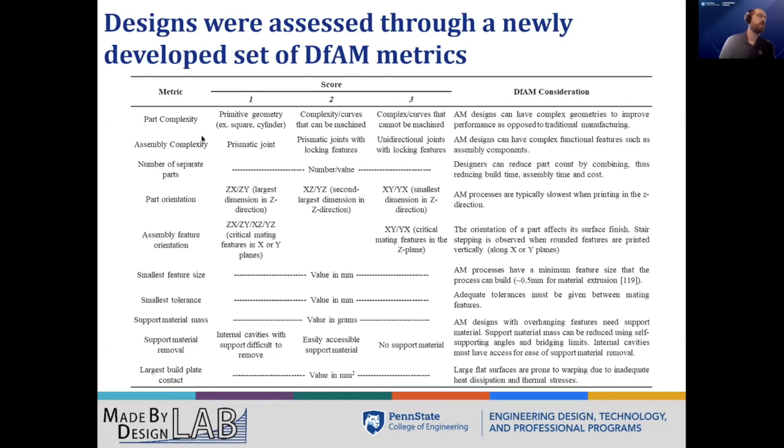So for the most part, we were looking at just a score of 1 to 3. Is it a relatively straightforward primitive geometry, or do they have complex curves that could not be machined, for example? Similar for assembly complexity, are they simple prismatic joints, or do they incorporate a little bit more complexity, like having locking features to them? Okay, this is very, very interesting.